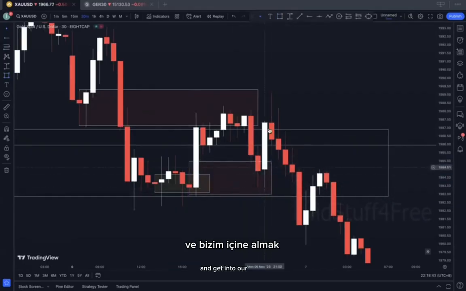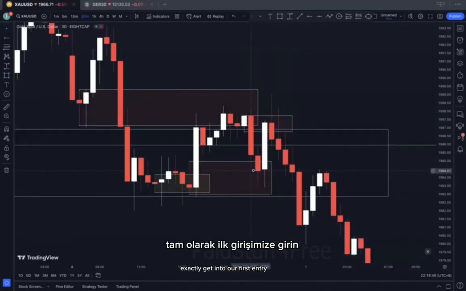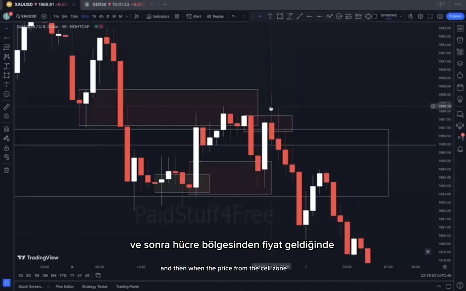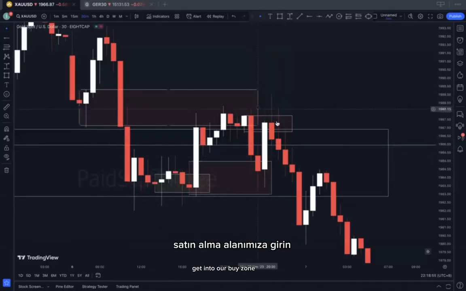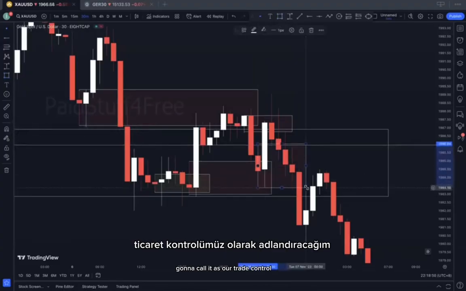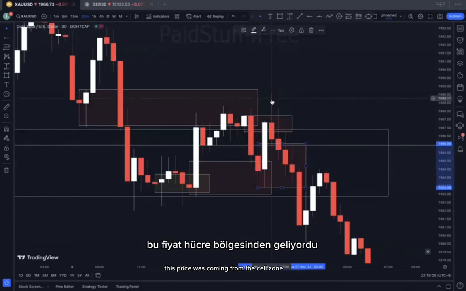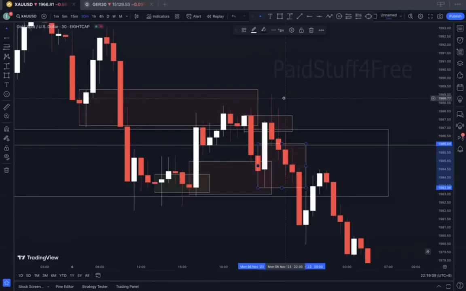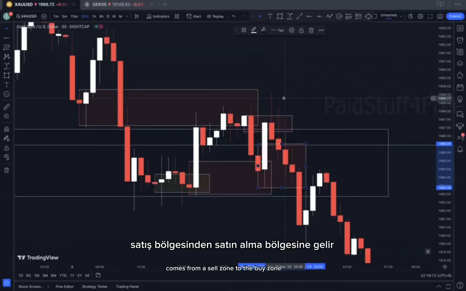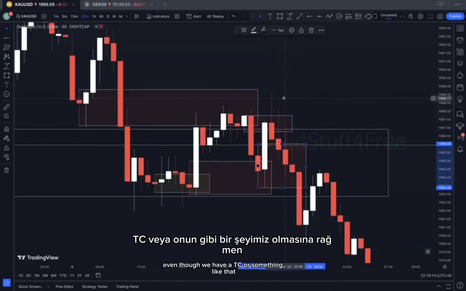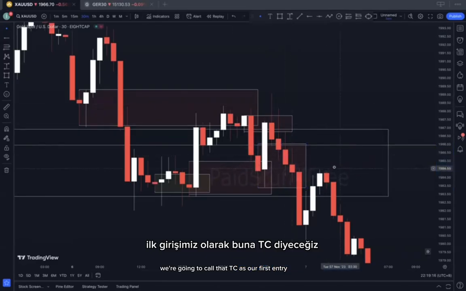And it got into our sell zone again, which is our first entry. And then when the price from the sell zone got into our first entry, it got into our buy zone. So most people are going to call this zone our trade control, but it's not. Why is it not? Because the price was coming from the sell zone. So whenever the price comes from a sell zone to the buy zone, even though we have a TC or something like that, we're going to call that TC our first entry.